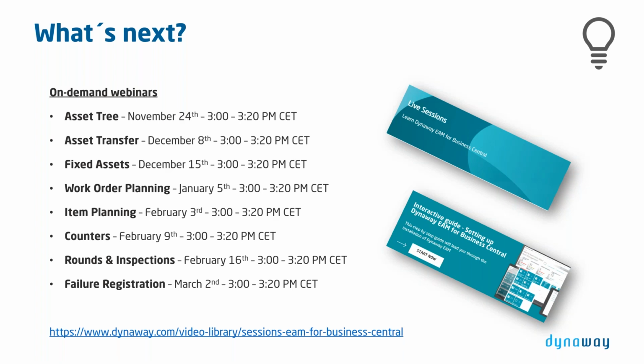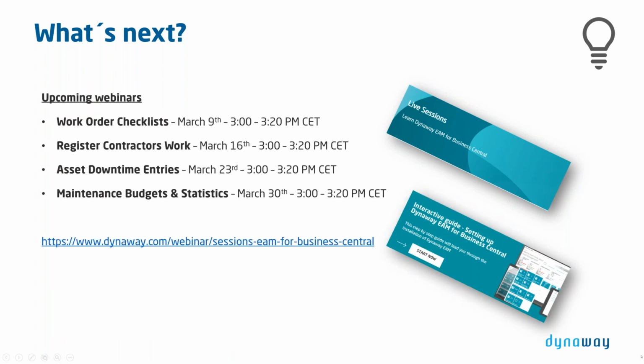Basically, there's a long list of on-demand webinars. The previous ones that we had are all listed here. Obviously, we try to fill as many as possible, so we'll have a full video library with different concepts and content of our platform. The last one on the list is the one that we had today. On the next slide, you can see all of the upcoming ones. We will have 4 new ones on the list: work order checklist, register contractors work and asset downtime entries, maintenance budgets, and statistics. And I wouldn't say that we will end it there. That's at least the list for now.